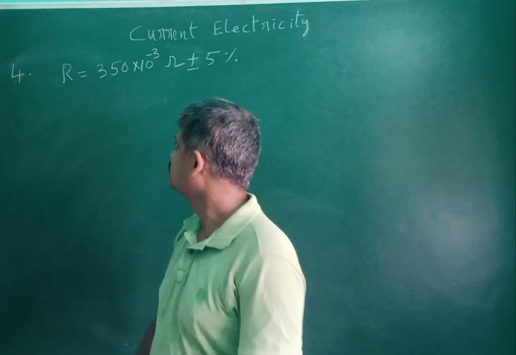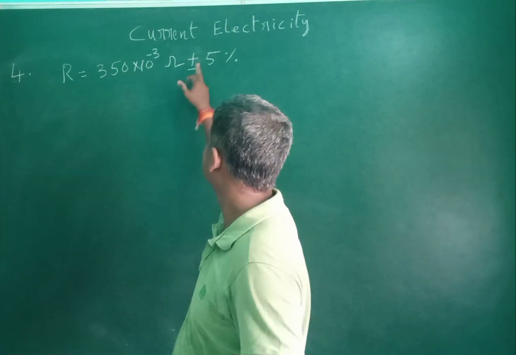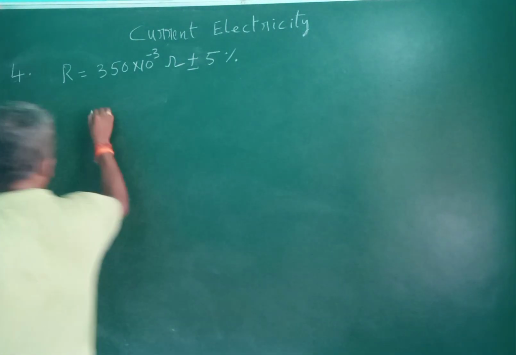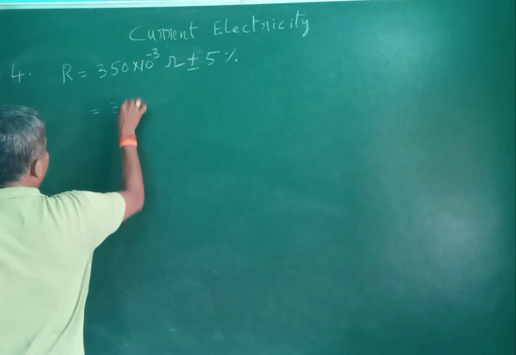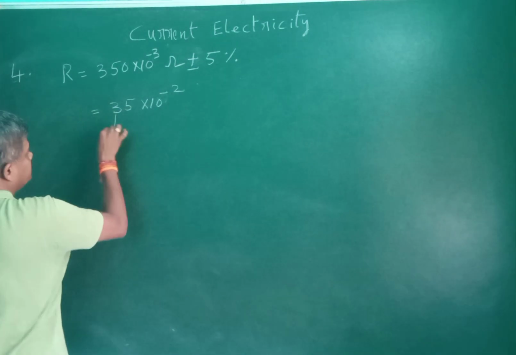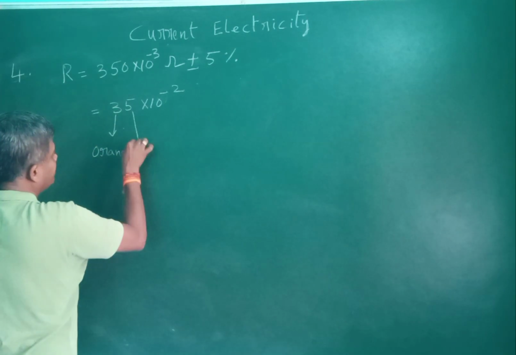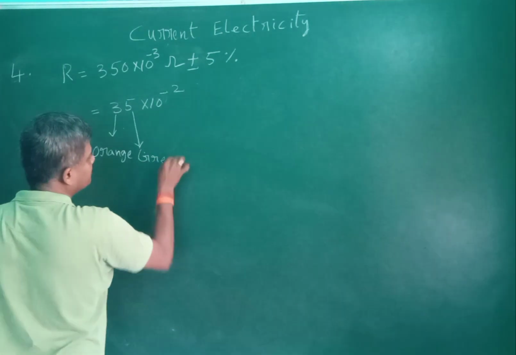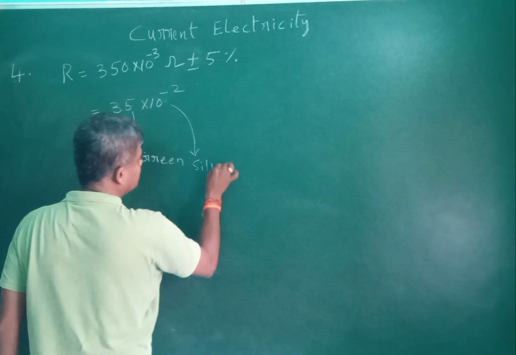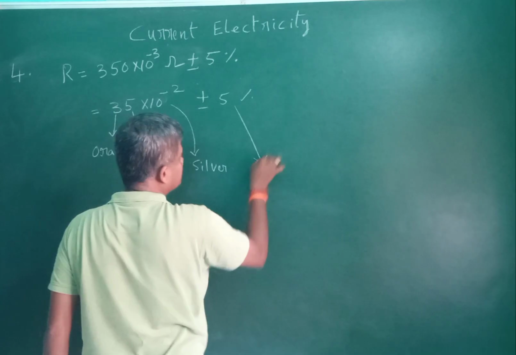Question number 4. Find the color code of the resistor 350 milli ohm with plus or minus 5% tolerance. This is written as 35 into 10 power minus 2. Here 3 represents orange and 5 represents green and 10 power minus 2 represents silver, and plus or minus 5% represents gold.